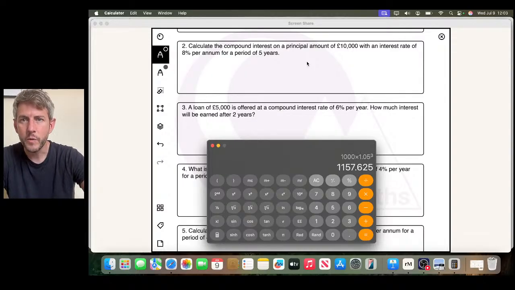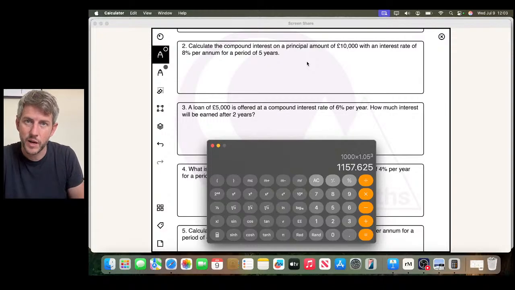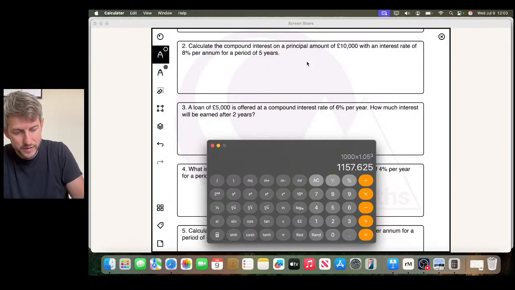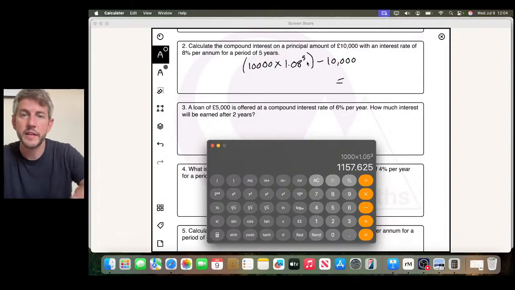Okay, so this time I need to work out the total amount, and I'm going to have to take away that £10,000. So we've got 10,000 times 1.08 to the power of 5. That's going to give us our amount with the interest, and then we need to take away 10,000. Okay, and that's going to give us our final amount.